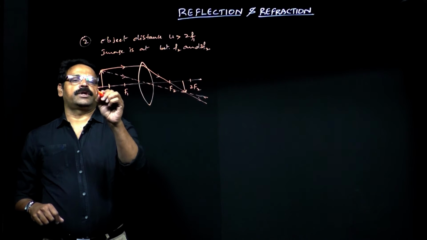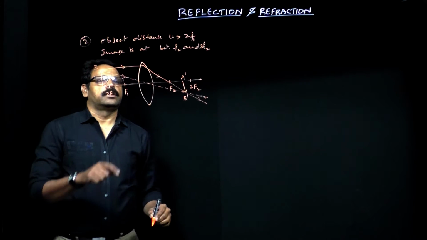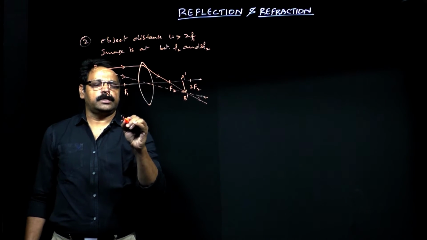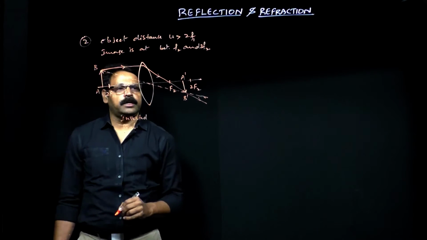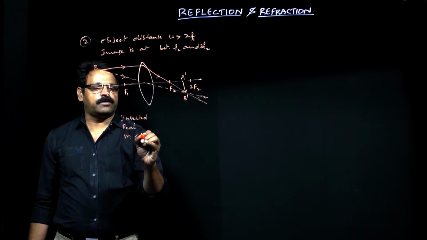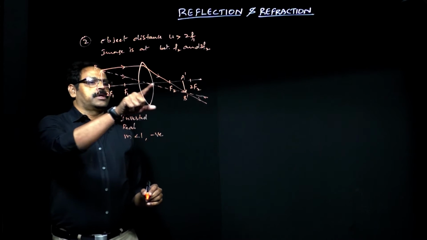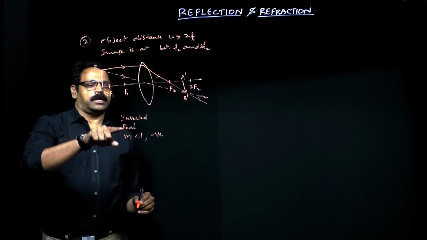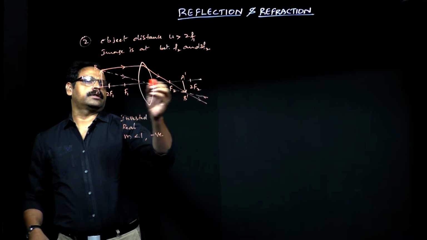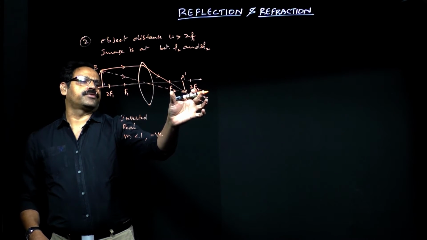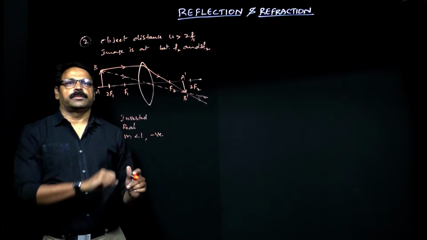If the size of the object is AB, here it is going to be A dash B dash. And what is the nature? Inverted and real, and magnification is going to be less than 1 and negative. These are the properties of the image formed between f2 and 2f2 when the object is taken beyond 2f1.